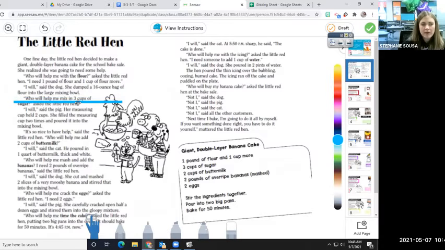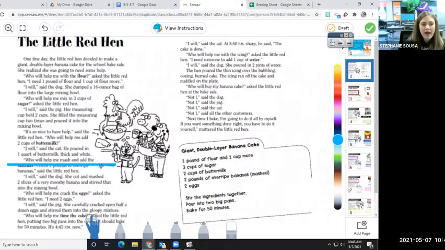Who will help me mix in 3 cups of sugar? Asked the Little Red Hen. I will, said the pig. Her measuring cup held 2 cups. She filled the measuring cup 2 times and poured it into the mixing bowl. It's nice to have help, said the Little Red Hen. Who will help me add 2 cups of buttermilk? I will, said the cat. He poured in 1 quart of buttermilk, thick and white.